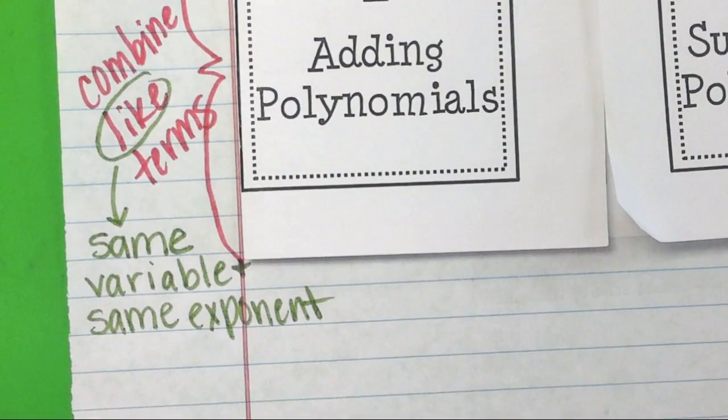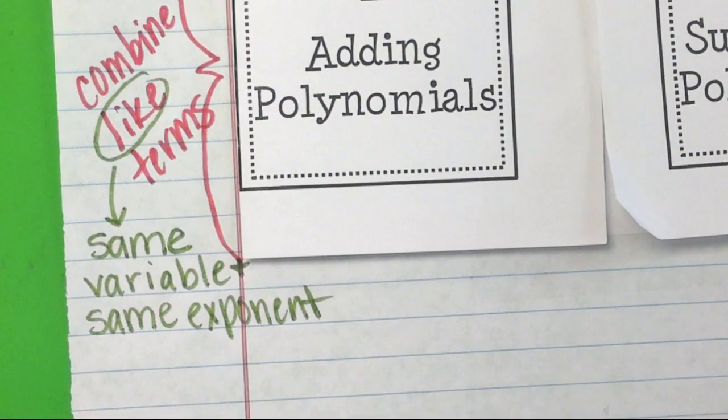We can't combine x plus y and say that's 2xy. We've not done that, no. We can't add x plus x squared and say that's x to the third, no. You can only combine like terms. They have to have the same variable and the same exponent. And once I show you the next example on the inside flap, you're going to say, Miss Compton, I've been adding polynomials my whole life. I didn't even know it.